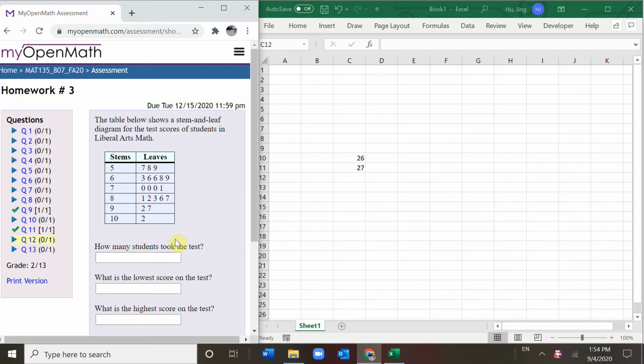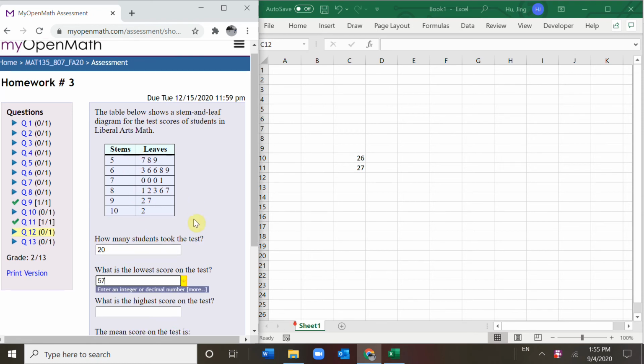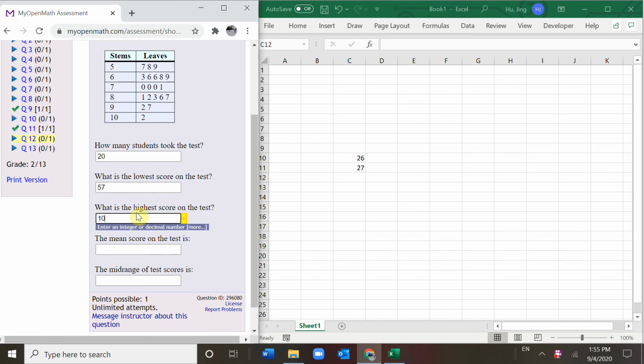Number 12. How many students took the test? So here you have 57, 58, 59 for the first class, right? The last one is 102. So for the STEM 5, you have 3 numbers. Here for the 6, you have 5. So 3 plus 5, 8. Here is 4, 12. 12 here is 5 numbers. Then 17. 17 here is total 3, right? 20. Now what's the lowest score? You see it is 57. The highest score is 102.